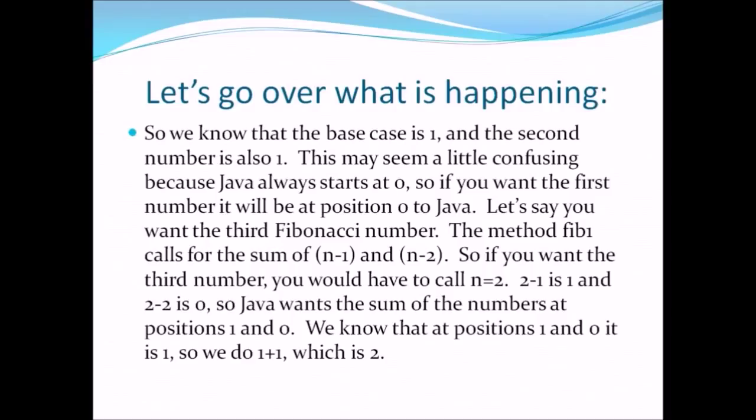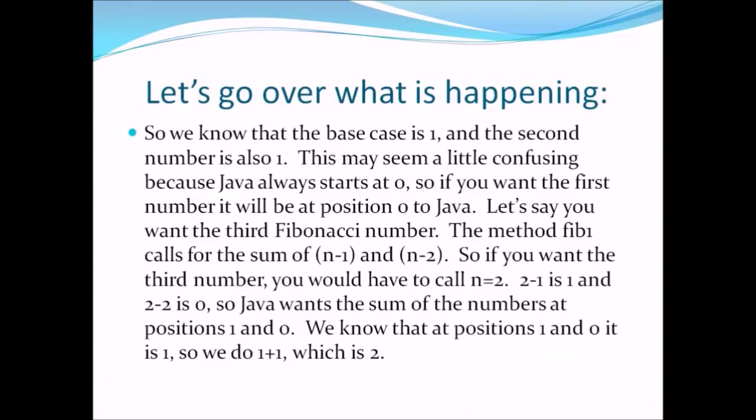So now let's go over what is happening. We know that the base case is 1 and the second number is also 1. As I mentioned earlier, Java always starts at 0. So if you want the first number, then it will be at position 0 to Java. Now let's say you want the third number. Then you have to call n equals 2 because position 0 will give you the first number, and position 1 will give you the second number. So if you want the third number, you have to call n equals 2.